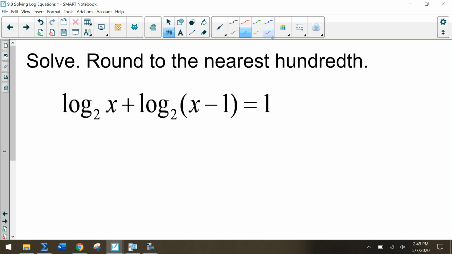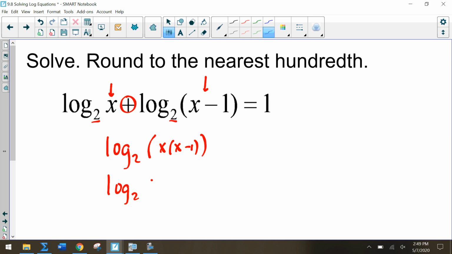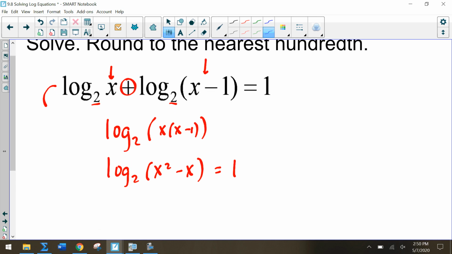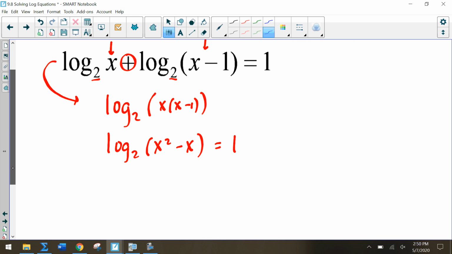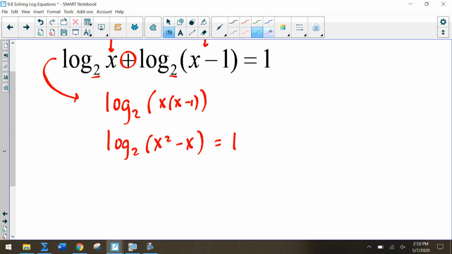Well, we can use our properties of logarithms. Since we're adding logs of the same base, we can rewrite as a single logarithm by multiplying x times x minus 1. So the log base 2 of x squared minus x equals 1. Okay, so these are log properties that you're using from the first step to the second step. Now this is in log form. We have a single log equal to a number.